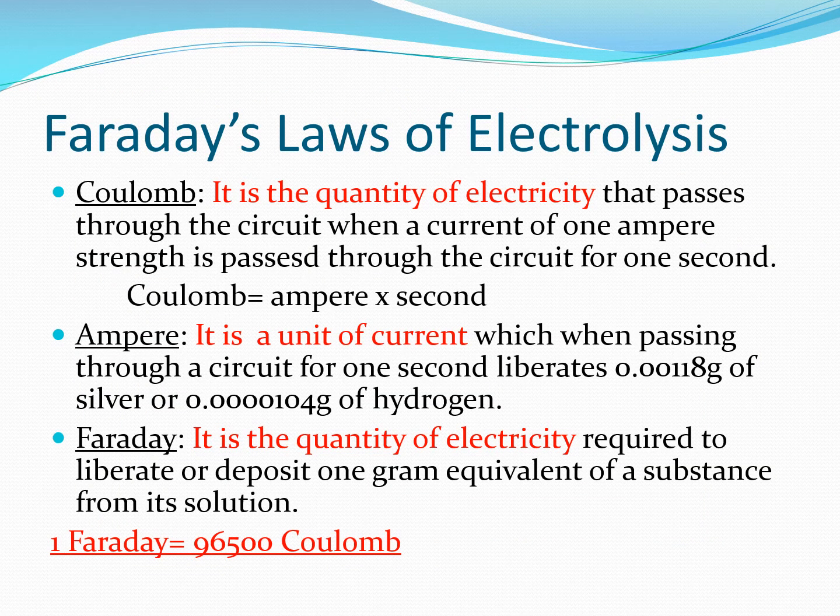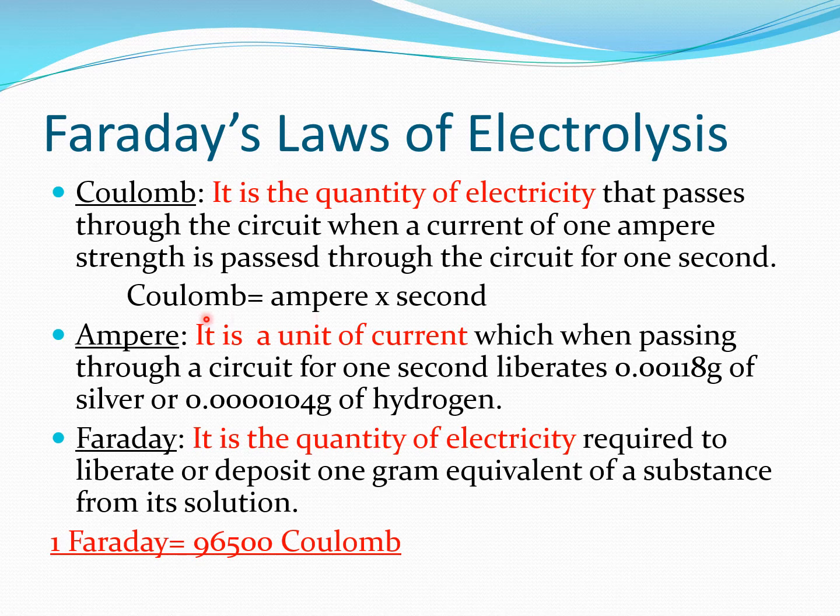The quantitative aspects of experimental electrolysis was summarized by the scientist Faraday in the year 1834 in two statements which are now known as Faraday's laws of electrolysis. Before studying Faraday's laws of electrolysis, let us learn the term Coulomb. Coulomb is the quantity of electricity that passes through the circuit when a current of 1 ampere strength is passed through the circuit for 1 second. So Coulomb is the product of current and time.